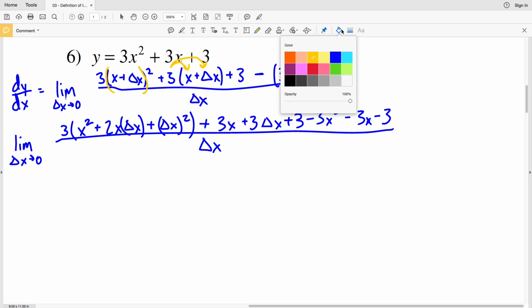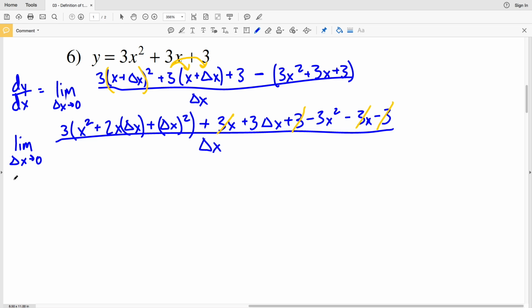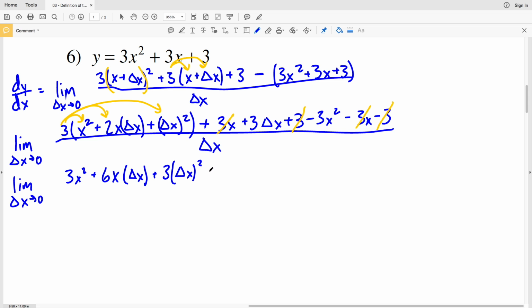Now, there's a lot I can cancel out in the numerator. 3x cancels out with 3x, 3 cancels out with 3, and now I'll rewrite my numerator as the limit as delta x approaches 0 of distributing this 3 to x squared, 2x delta x, and delta x squared. I'll have 3x squared plus 3 times 2 is 6, so that's 6x times delta x plus 3 times delta x squared is 3 delta x squared, and then I'm adding that to 3 times delta x, and then subtracting 3x squared.